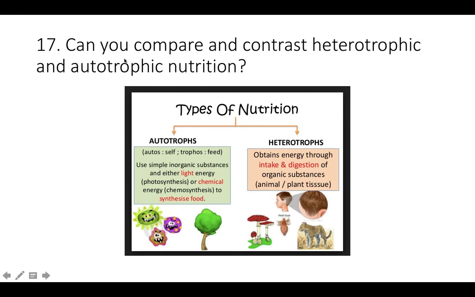Okay, question number 17. Can you compare and contrast heterotrophic and autotrophic nutrition? So once again, it's really important to look at all of these roots here, because that is going to give us huge hints. You should see that already. We talked about endergonic and exergonic. It's important to know those. Here we are again, hetero and autotrophic. So auto is going to be self, trophos is going to be feed. So that tells us that autotrophs are able to basically make their own food. So this would be anything that's conducting photosynthesis and chemosynthesis.